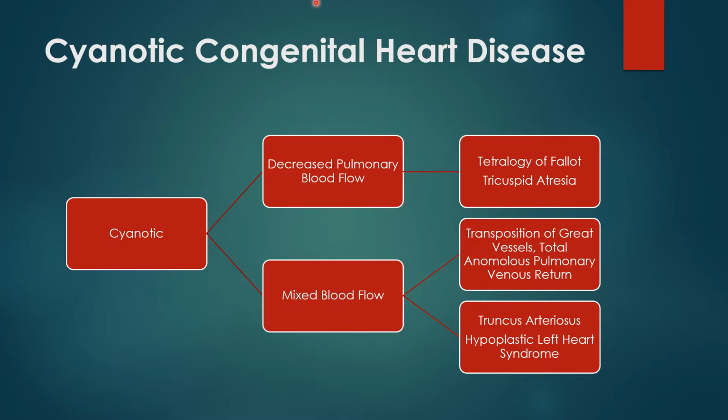So once again, cyanotic congenital heart disease is broken down into decreased pulmonary blood flow and mixed blood flow, as may occur through a septal defect. Decreased pulmonary blood flow may occur through tricuspid or pulmonic valve atresia, etc. Decreased pulmonary blood flow includes tricuspid atresia and tetralogy of Fallot, and mixed blood flow includes transposition of the great vessels, VSD, TAPVR, which we'll talk about, truncus, and hypoplastic left heart.